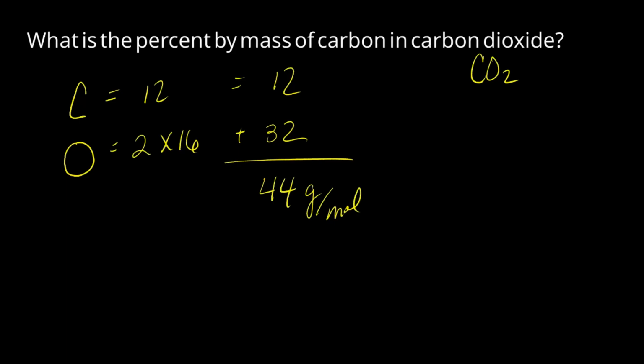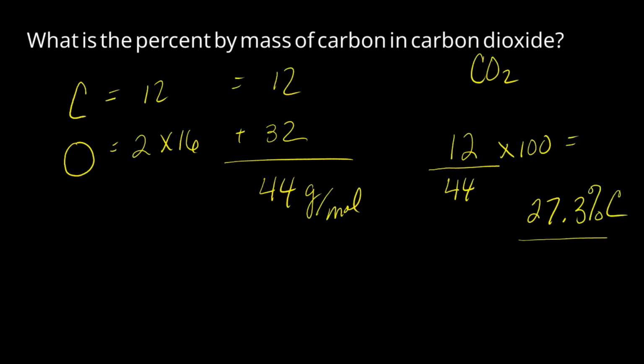So the percent by mass of carbon, I'll take the mass of carbon, which is 12, divided by the total mass, 44, times 100. And that will give me the percent. So the percent here will be 27.3% carbon.